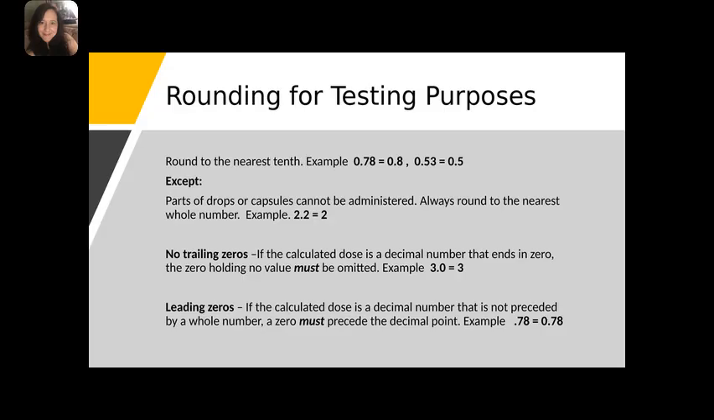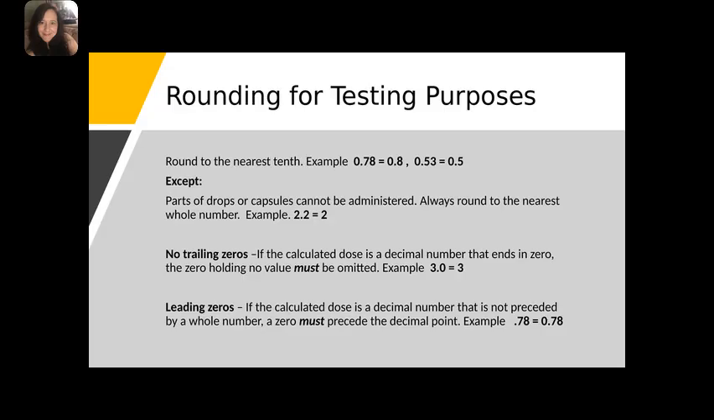But I think these are so general that you already have them in your foundation of knowledge. As you know, if you were administering a medication, you can't administer parts of a drop or parts of a capsule. So in those cases, we would always round to the nearest whole number.